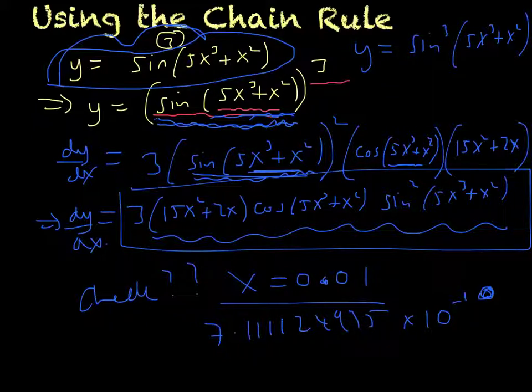And then where it says what x value we want, we're going to put that as 0.01, just like before. So 0.01, and lo and behold, we do get our 7.11111, and we're happy.